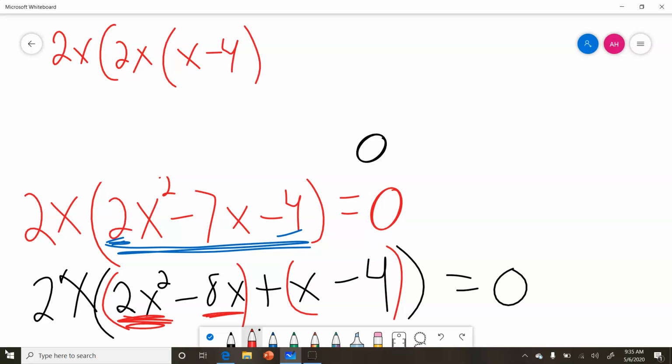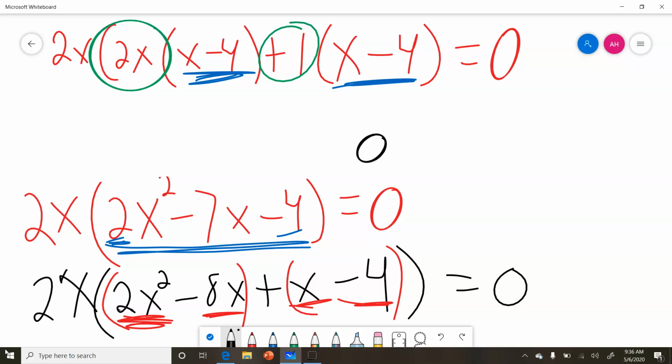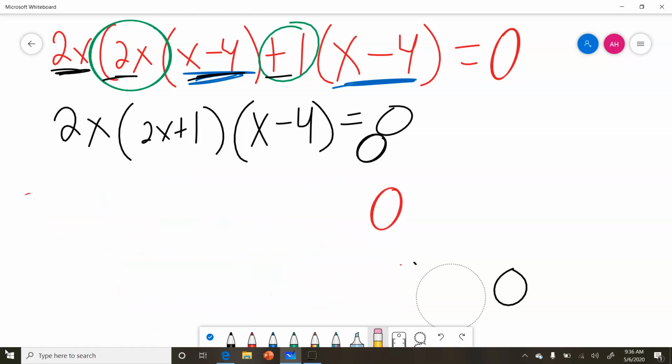And then for this x minus 4, well, they don't have anything in common, right? I can take out a 1. So I have plus 1 times x minus 4, and all of that equals 0. Now I say, see, I did it right. I got x minus 4, and then I circle these guys, 2x plus 1. So I'm going to have 2x plus 1 times x minus 4 equals 0. Now, we would have been done in the other lesson, but we're not done here, because now we need to solve for 0.